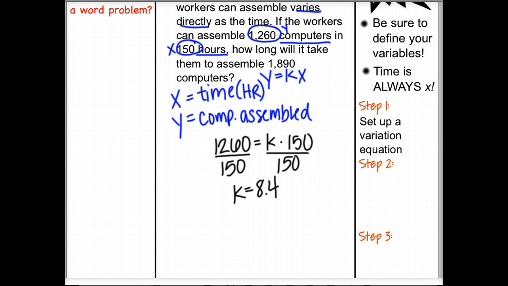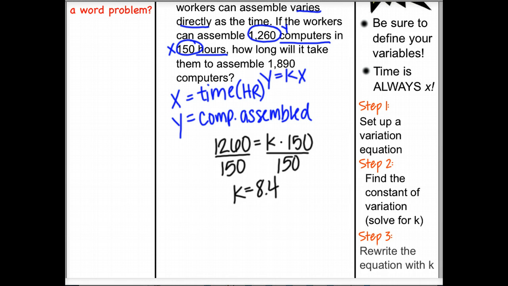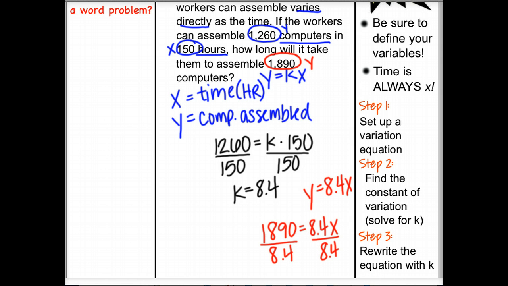Then, once we've solved for k, we're going to rewrite that equation with k. So we have that y is equal to 8.4x. And now I see how long to assemble 1,890 computers, which is y. So we'll put that into our equation. We've got 1,890 is equal to 8.4 times x. Divide both sides by 8.4. And when we do that, we get 225 hours.